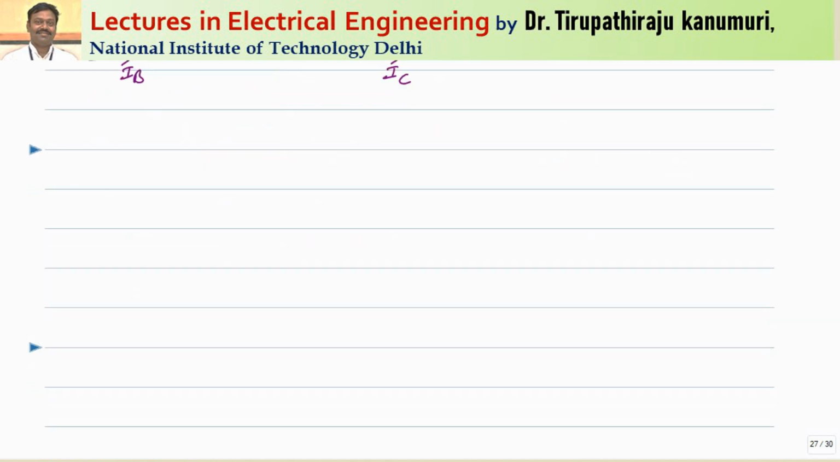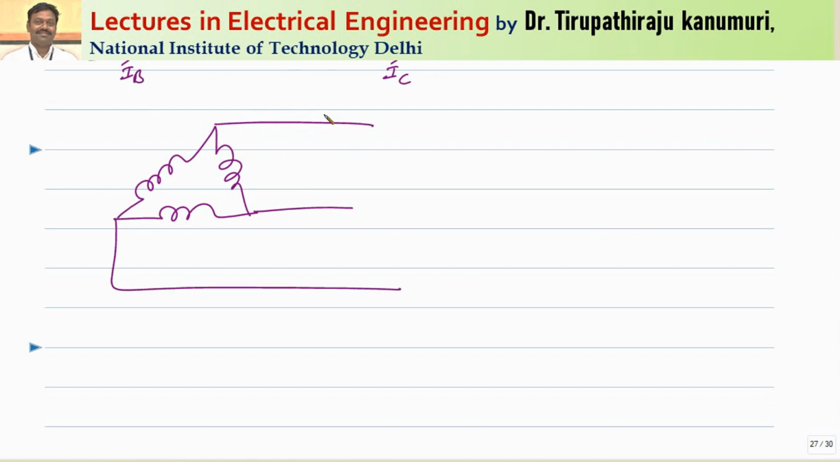So let us take the case of delta connection now. Delta connection is like this. So this is the delta connected circuit. In the delta connected circuit, the 3 currents I can represent. This is my value of IA, this is my value of IB, this is my value of IC.